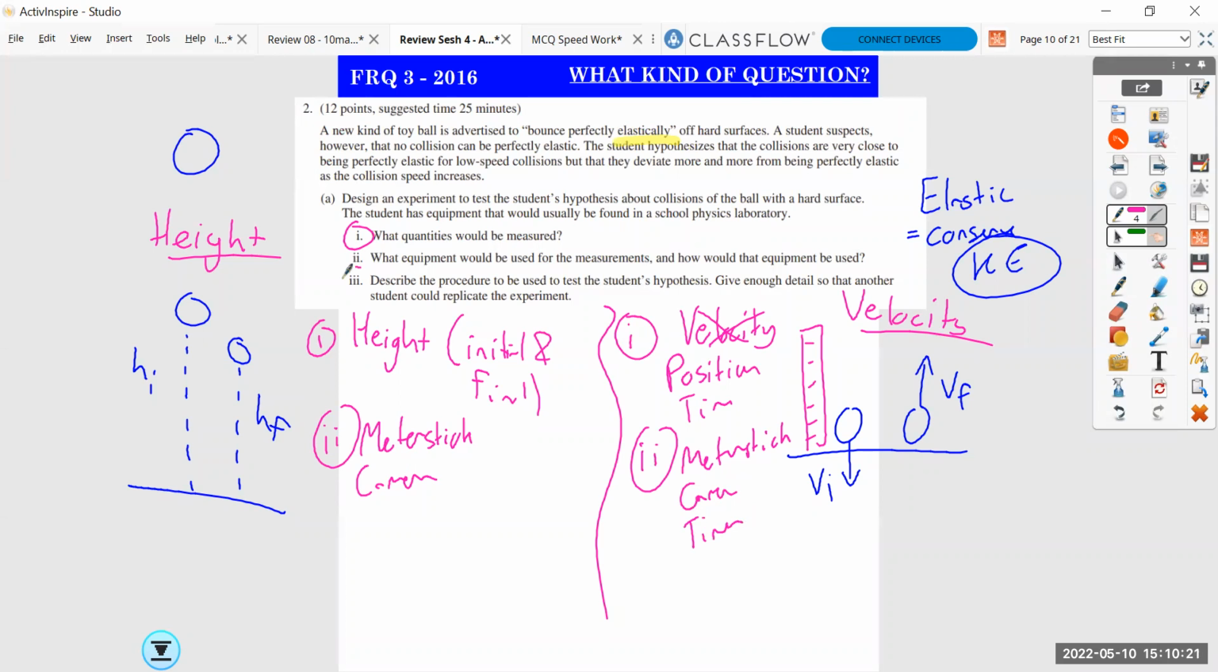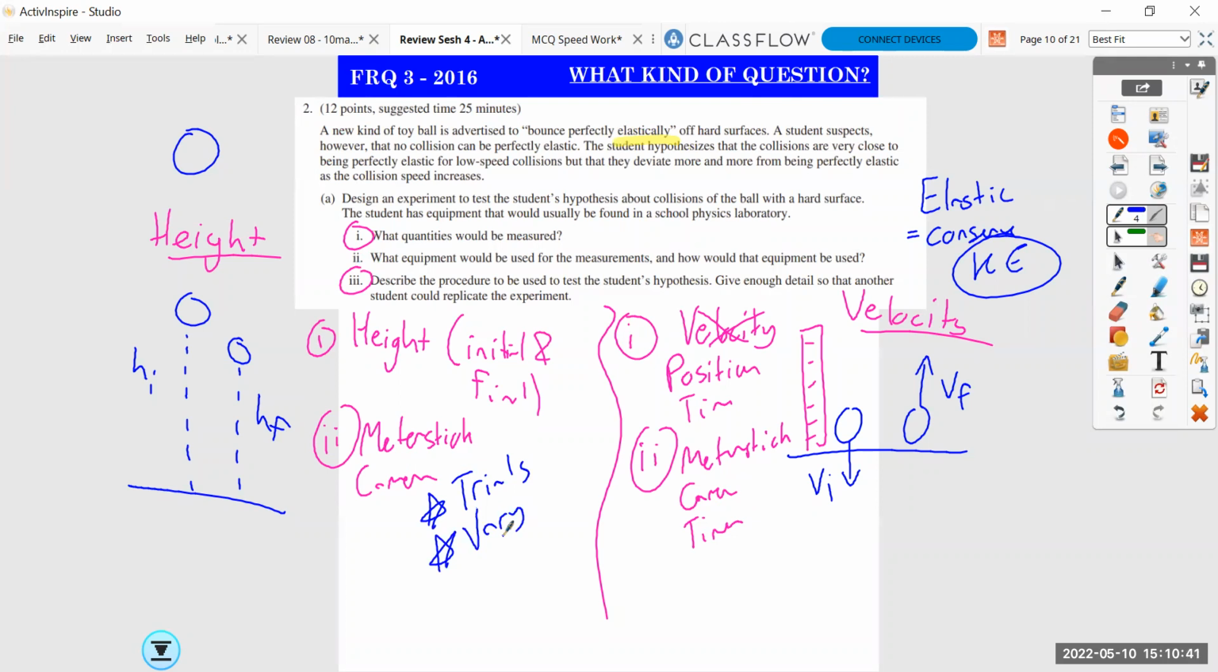Describing the procedure, I was looking on in people's papers today. They were doing a pretty good job. It doesn't have to be a paragraph, as we'll see in a moment. It can be pretty brief. The important things to hit here are you need to do multiple trials and you need to vary something. You need to change part of your experiment.